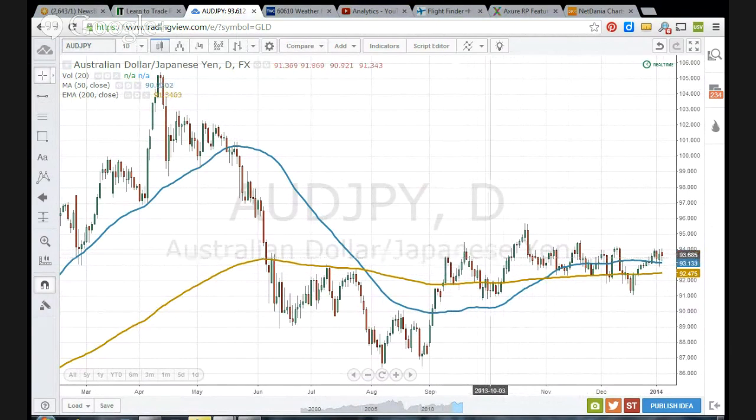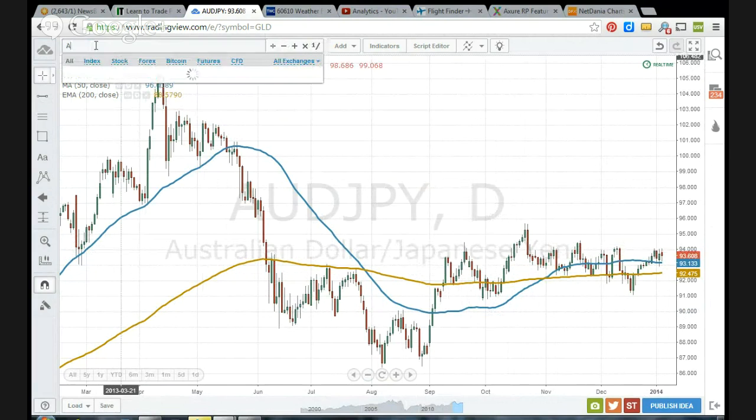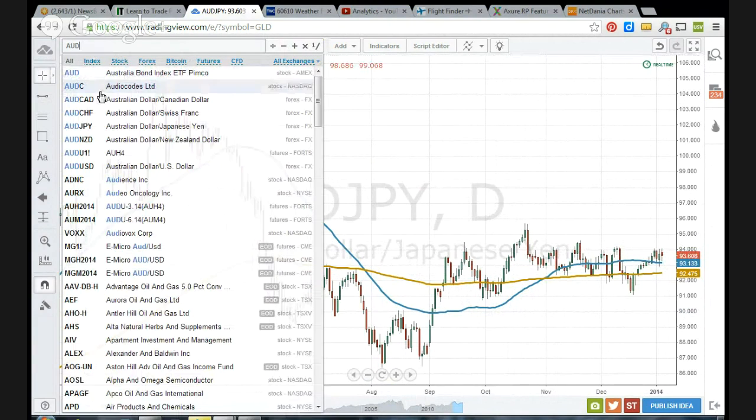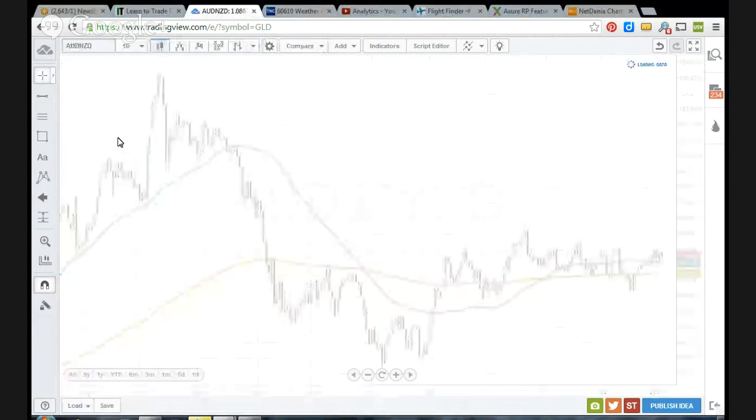So just the past 3 months, basically 4 months actually, in this range. Once it breaks out of that range, then it may be an interesting opportunity for a trend trader like myself, looking on the daily chart. Okay, Aussie Kiwi.